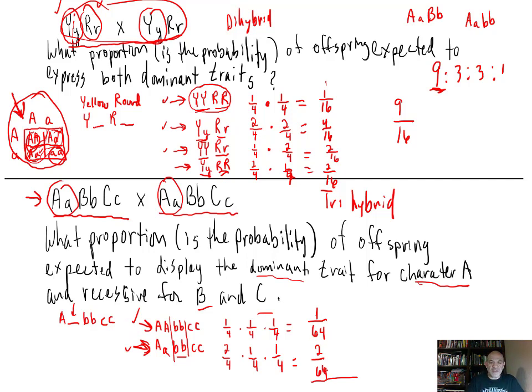Common denominator is already there, 64. So we add the numerators, 2 and 1, that's 3. So the chances are 3/64. So I think it's about 4.5% or something like that, a chance of doing that. And here's your answer right here without having to do 64 squares of a Punnett square, an 8x8 overall.